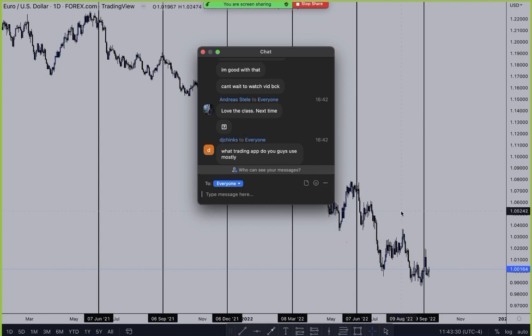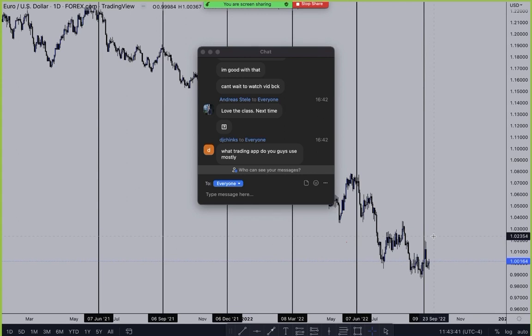But guys, also watch over here, because we've literally just switched over to the December contract now. So watch Euro USD here. I think it looks good. I think it looks promising.